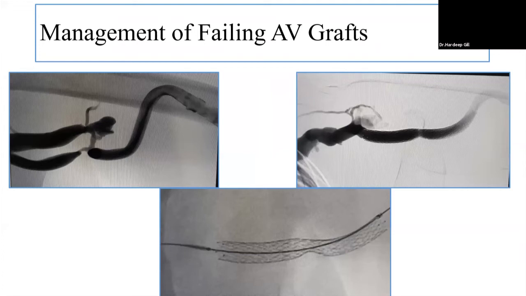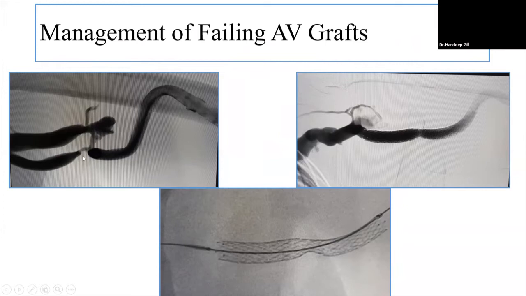So this is a patient who has a brachioaxillary graft, a graft made between the brachial artery and the axillary vein. And in AV grafts, stenosis develops at the venous anastomotic site, and it's going to happen in almost all the patients. It's just a matter of time.